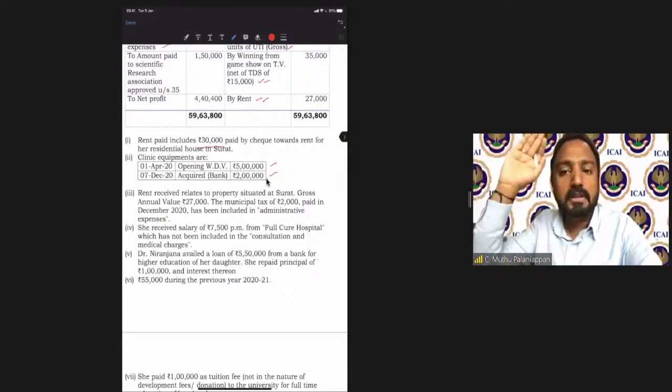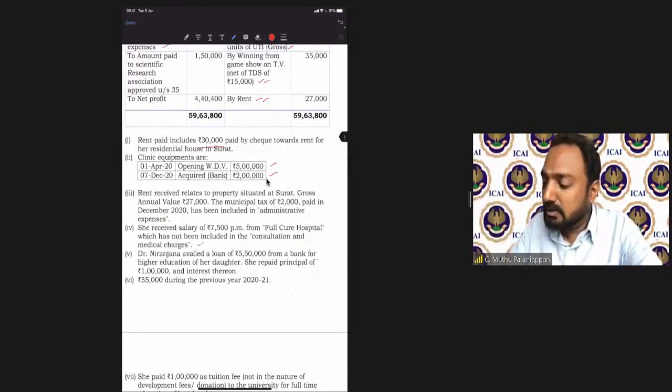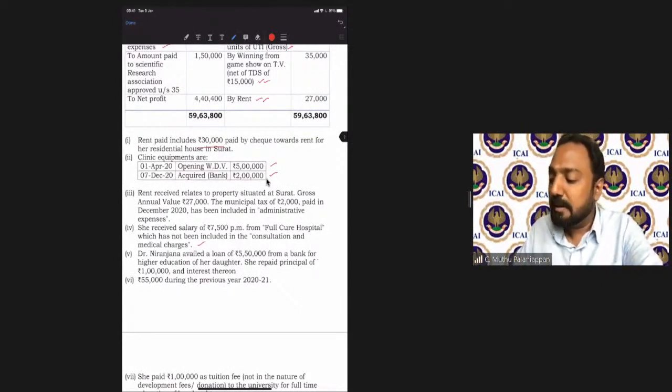So I need not do anything there. I only need to include this independently in income from salary. Dr. Niranjana availed a loan of 5.5 lakhs from a bank for higher education of her daughter. She repaid a principal of 1 lakh and interest thereon. So she has repaid a principal of 1 lakh as far as the loan goes.